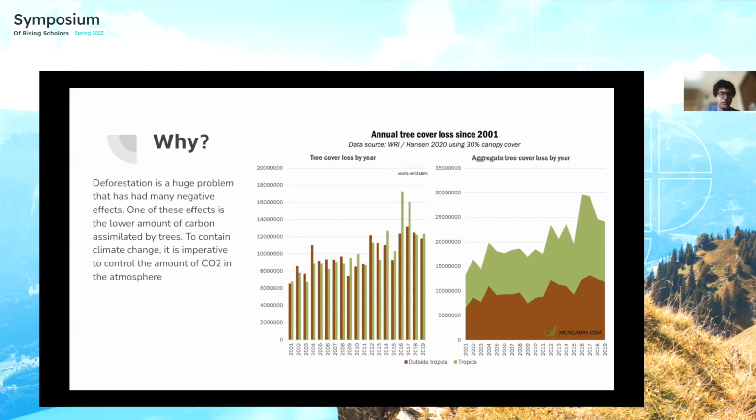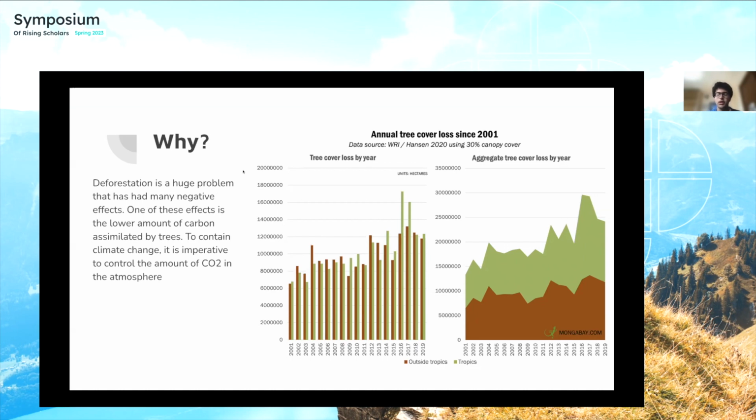Well, the answer is deforestation. Deforestation is a huge problem that's had many negative effects. One of these effects is lowering the amount of carbon assimilated by trees and releasing carbon back into the atmosphere from the trees that they cut down. And to contain climate change, it's necessary that we control the amount of CO2 in the atmosphere.